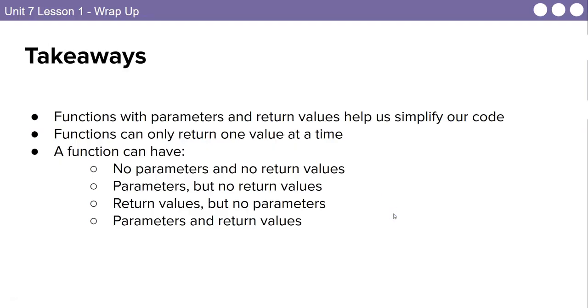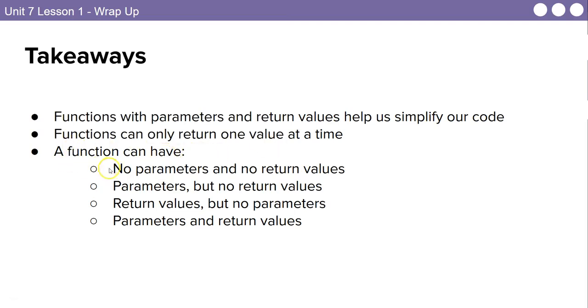Not going to go into too much more about this today because as we go through the code.org lessons, you're going to see the code and see how this works. And I think it'll make more sense then. But there are some takeaways, right? This idea of functions with parameters and return values, it just helps us simplify our code. Functions can only return one value at a time, so you can't return twice within a function, right? Because remember, once that return runs, it's done. So you can't return once and then try to return again. The second one will never run.